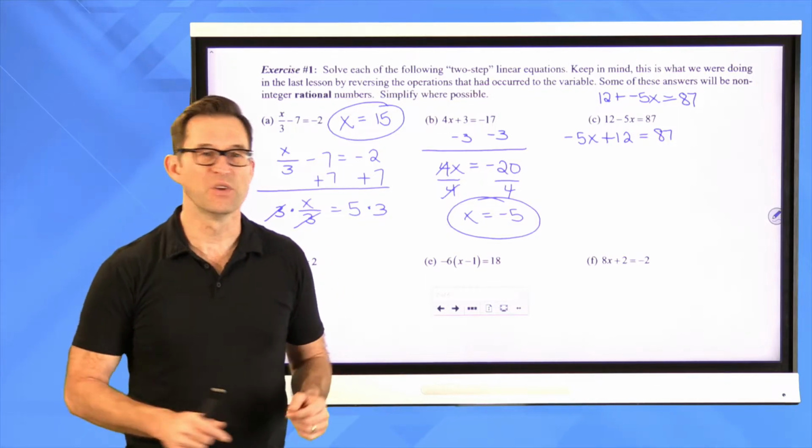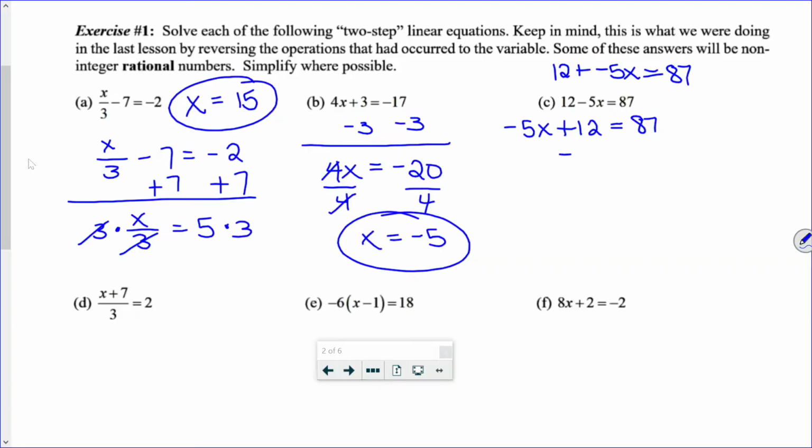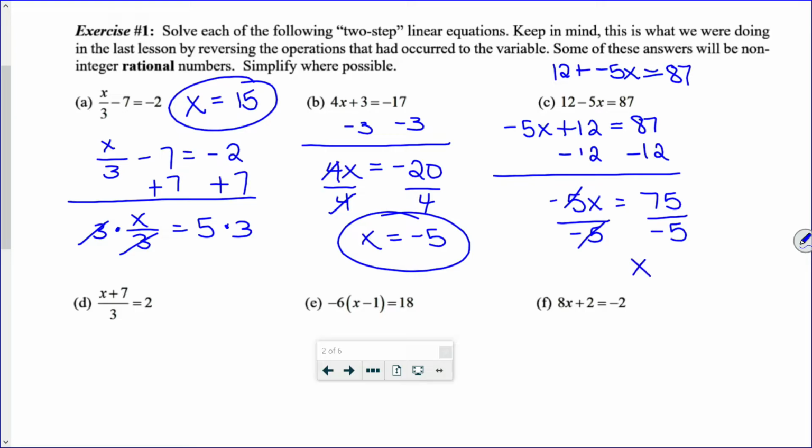All right, let's do it. We will subtract 12 from both sides. That's going to give me negative 5x is equal to 75. And now I'm going to divide by negative 5 on both sides. 75 divided by 5 is 15. 75 divided by negative 5 is negative 15.